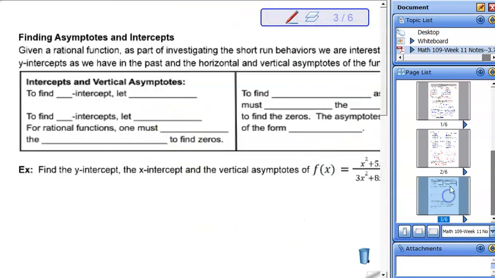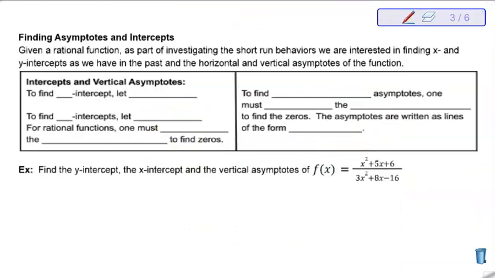Okay? Now, how are we going to find intercepts? We've found intercepts all kinds of times before, and now we're also going to look at asymptotes. So, given a rational function as part of investigating the short-run behaviors, we are interested in finding x and y intercepts as we have in the past and the horizontal and vertical asymptotes. We're going to save the horizontals for later, but for right now we're going to talk about y-intercepts, x-intercepts, and vertical asymptotes, okay? So let's start with a y-intercept. Just like we've done before, if we want to find the y-intercept, no matter what function we're working with, we let x equal 0 and solve for y.